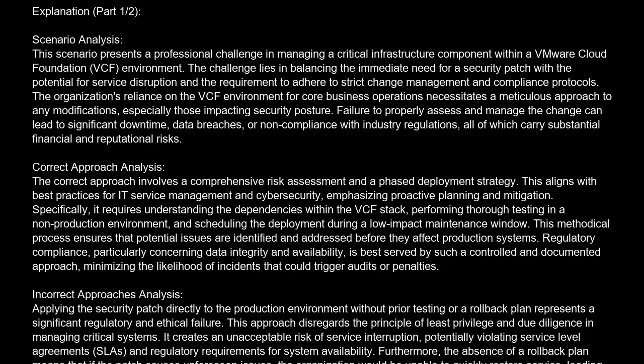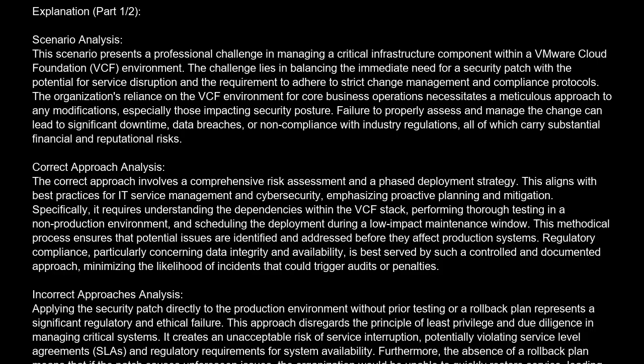Furthermore, the absence of a rollback plan means that if the patch causes unforeseen issues, the organization would be unable to quickly restore service, leading to prolonged downtime and potential data loss, which could have severe legal and financial repercussions.